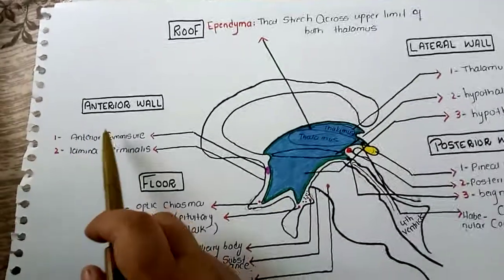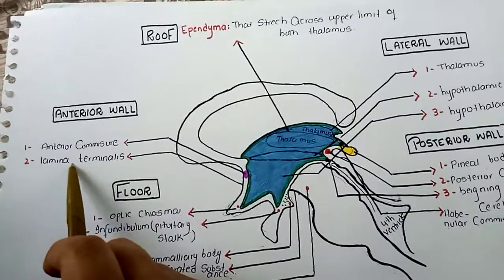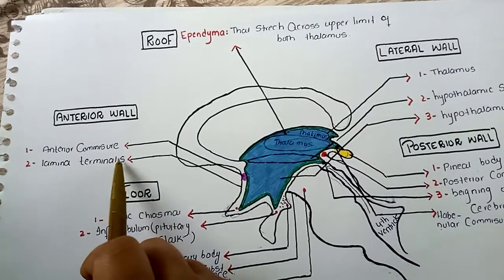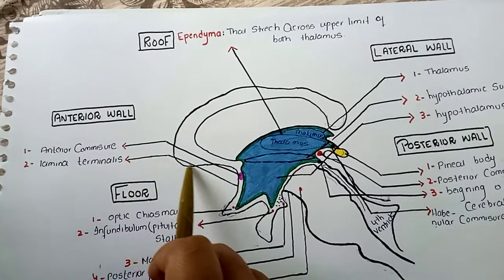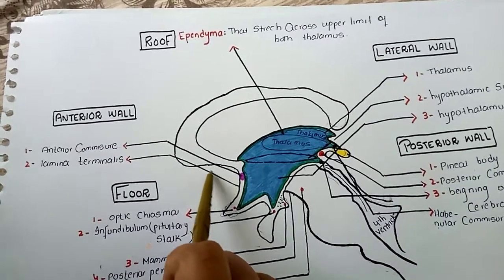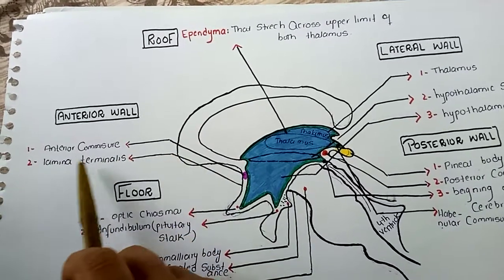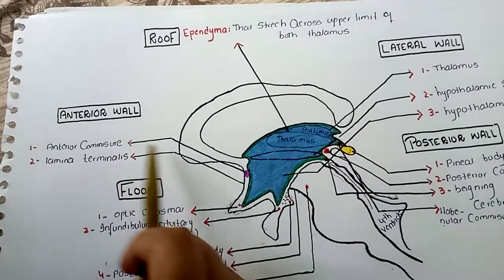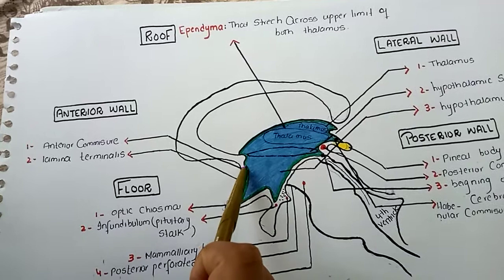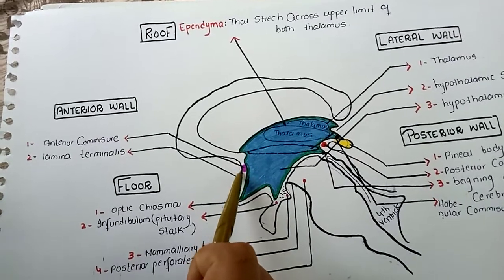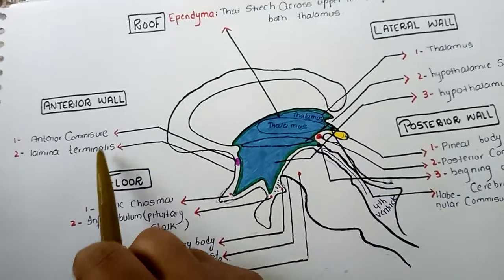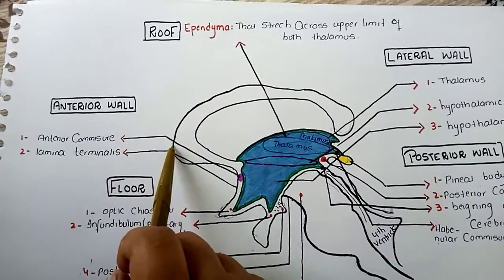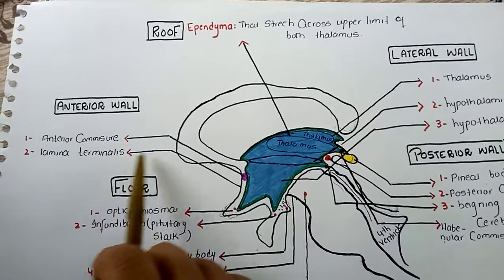The anterior wall of the third ventricle is formed by a sheet of grey matter which stretches across the anterior wall of this ventricle, and this is known as the lamina terminalis. And above the lamina terminalis is the small commissure between the 2 temporal lobes known as the anterior commissure. So the anterior wall is made up of the anterior commissure between the 2 temporal lobes and the lamina terminalis.